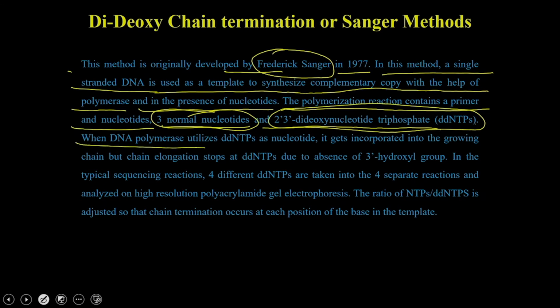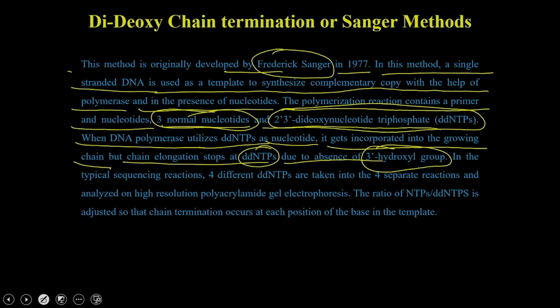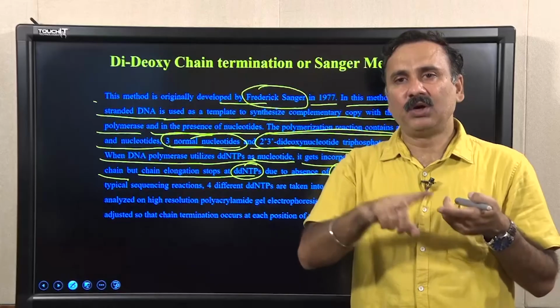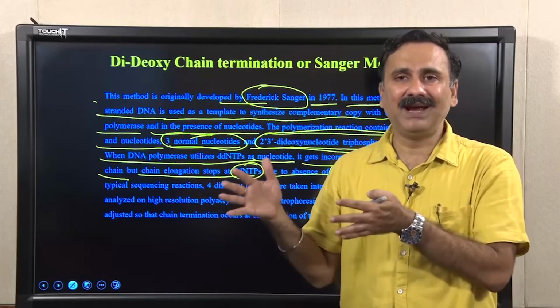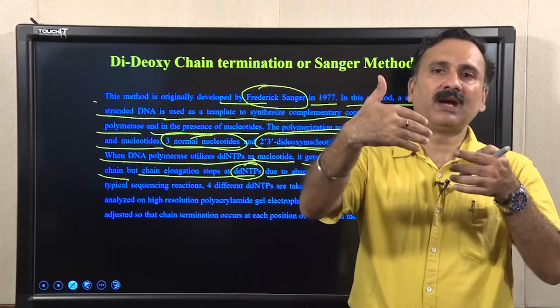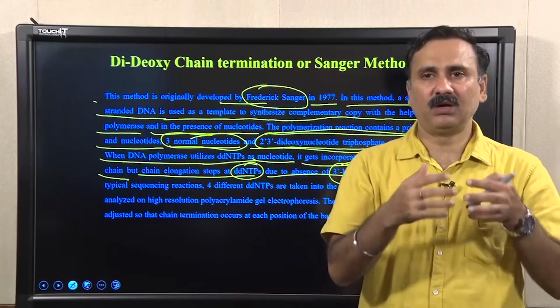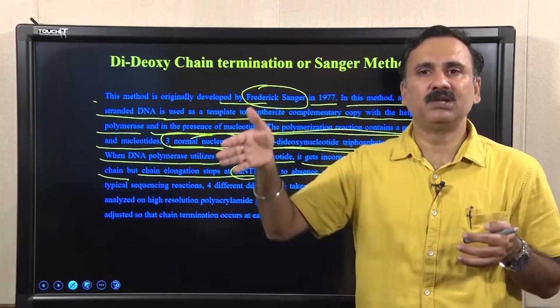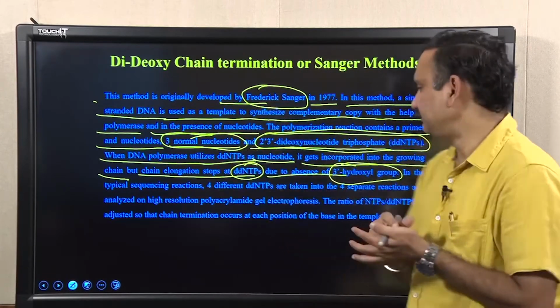So, when the DNA polymerase utilizes the dideoxynucleotide as a nucleotide, it gets incorporated into the growing chain but the chain elongation stops at the ddNTP due to the absence of the 3' hydroxyl group. So, actually in a dideoxynucleotide what you have is a cyclized product. What will happen is that because you have no 3' free end, the incoming nucleotide will not be able to connect to this particular nucleotide, and because of that the chain is going to terminate at that particular site.